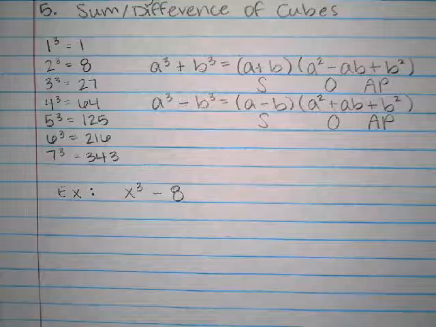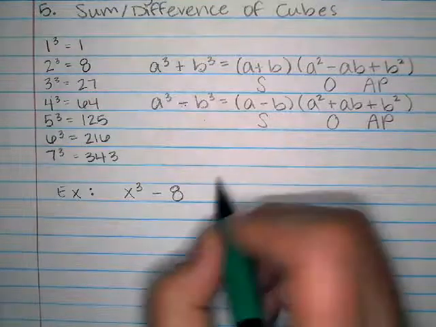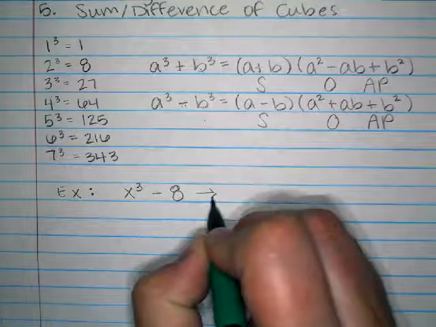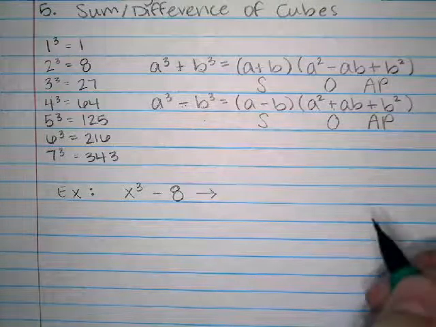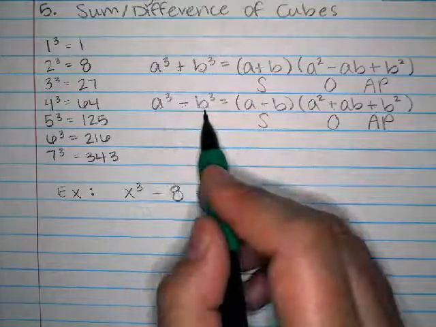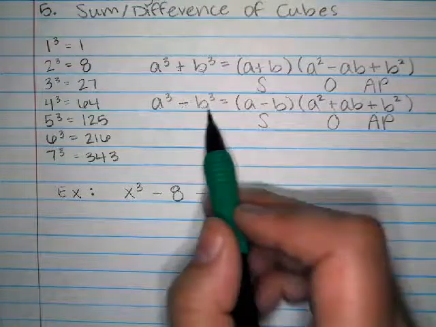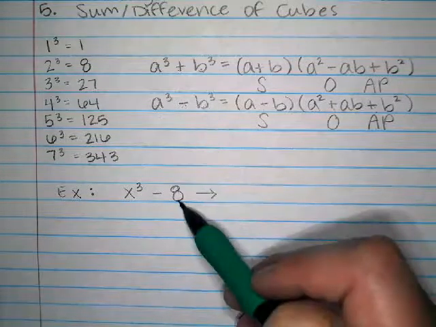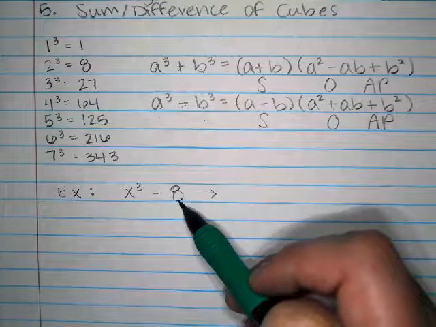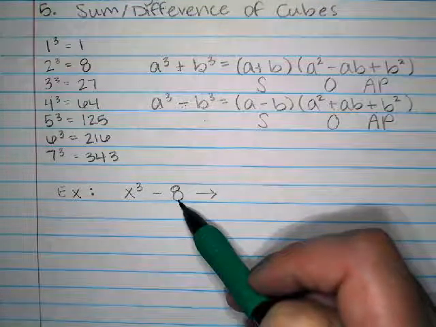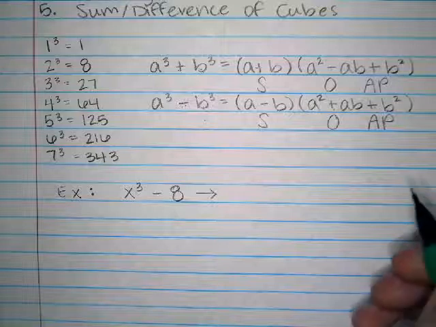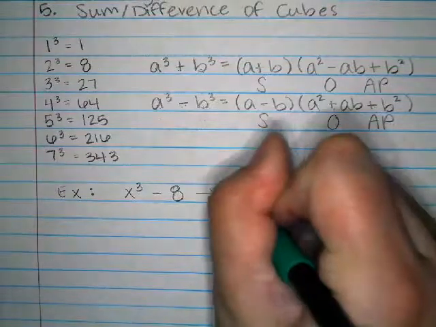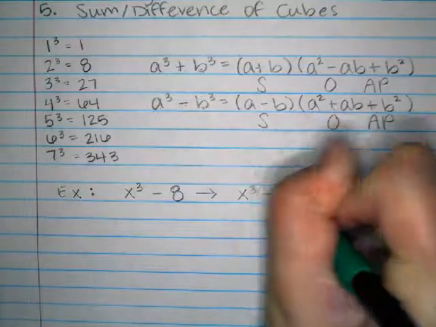So the very first thing I'm going to do is rewrite the problem as something to the third minus something to the third, because I want this to match the formula perfectly. So if I want to take the 8 out and rewrite it as something to the third, what would it be? It'd be 2 to the third. So this is going to be 8 to the third minus 2 to the third.